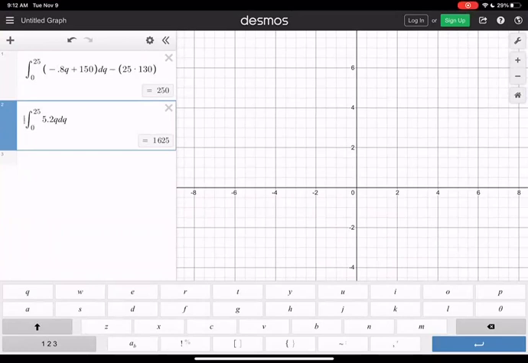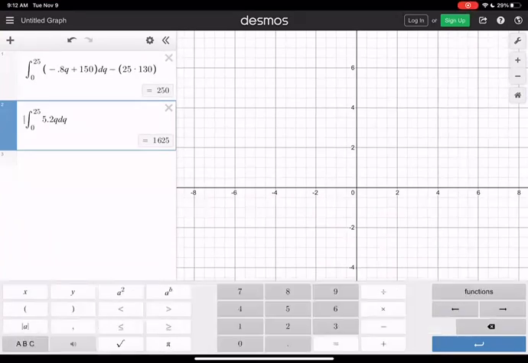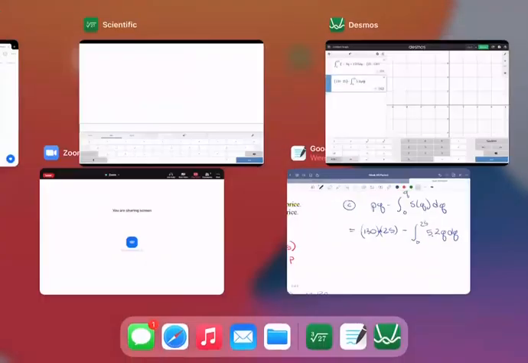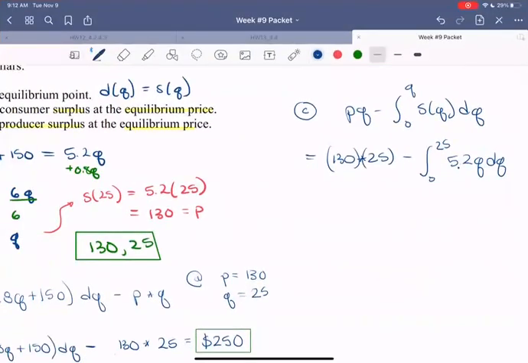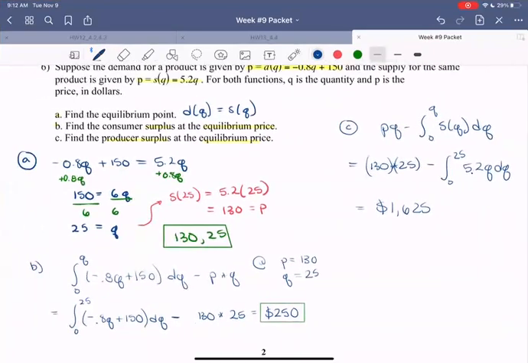First I have to put at the beginning P times Q. So 130 times 25. And again, I'm going to use a lot of parentheses here. There we go. And I'm subtracting. So in total, we should be getting 1,625. So I'm going to record that here. So our total producer surplus is 1,625.